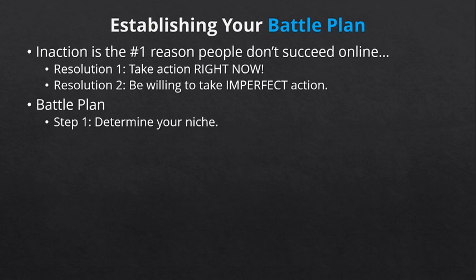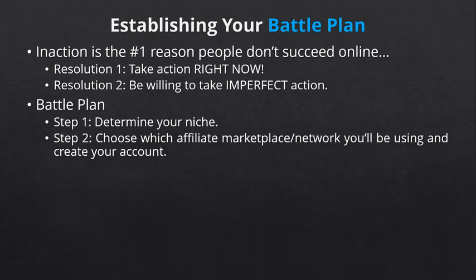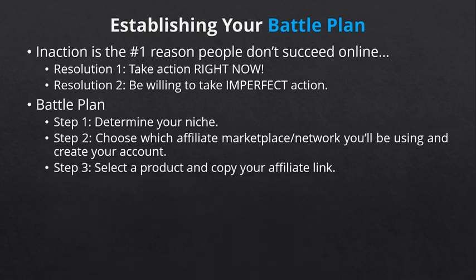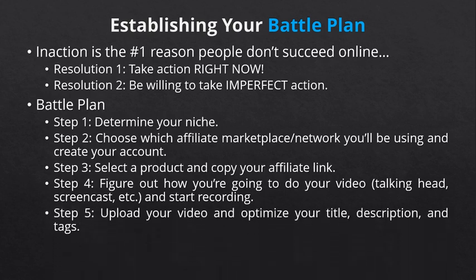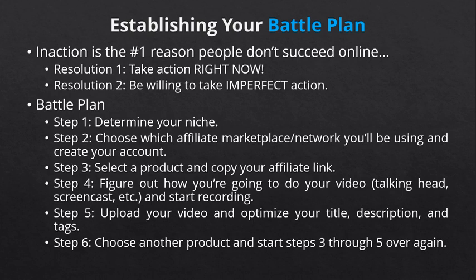Step 1. Determine your niche. If you aren't sure what your ideal niche is, just pick one and go with it. You can rinse and repeat with another niche later. Step 2. Choose which affiliate marketplace or network you'll be using and create your account. Step 3. Select a product and copy your affiliate link. Step 4. Figure out how you're going to do your video, talking head, screencast, etc., and start recording. Step 5. Upload your video and optimize your title, description, and tags. Step 6. Choose another product and start steps 3 through 5 over again.